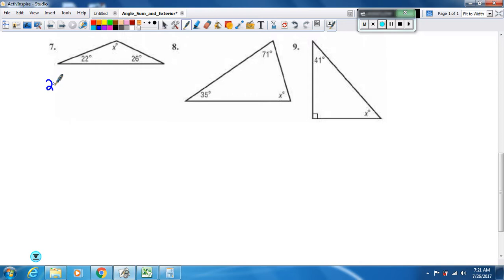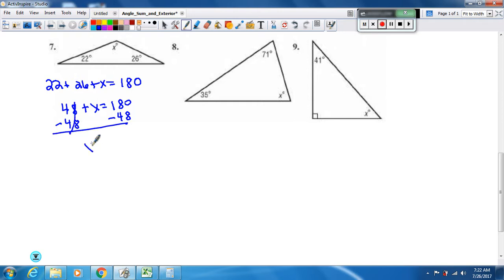The next one is 22 plus 26 plus X equals 180. 22 plus 26 is 48. Subtract out 48 from both sides so that X is by itself. 180 take away 48 is 132. So X is 132.